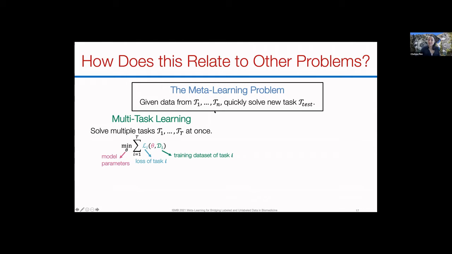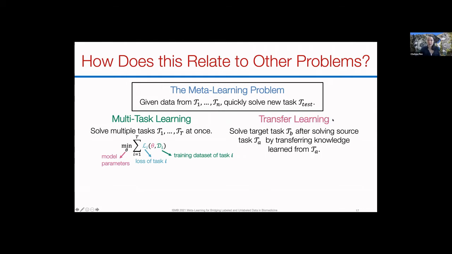Second, there's the problem of transfer learning, where we've solved some source task and we then want to solve a new target task by transferring knowledge from this previous task. In some ways, you can view this as a special case of the metalearning problem because you have just a single previous task and then you want to solve one new task. However, by assuming that we have multiple different meta training tasks, we can actually do more. We can leverage those tasks to much more quickly solve a new task than if we just had a single task.